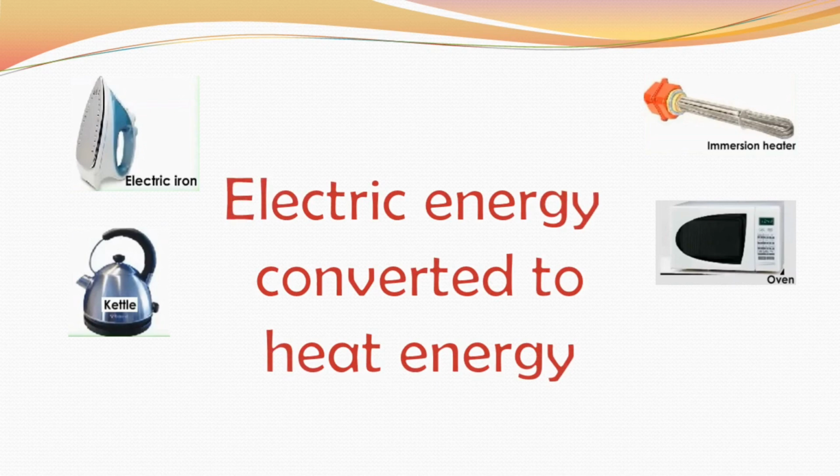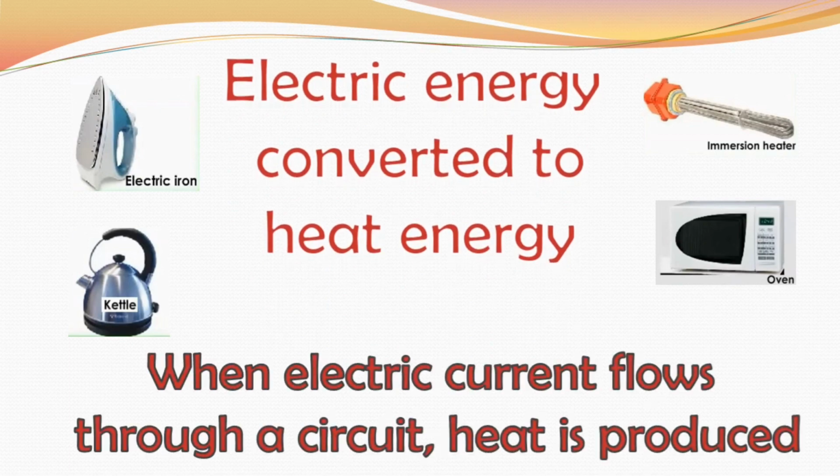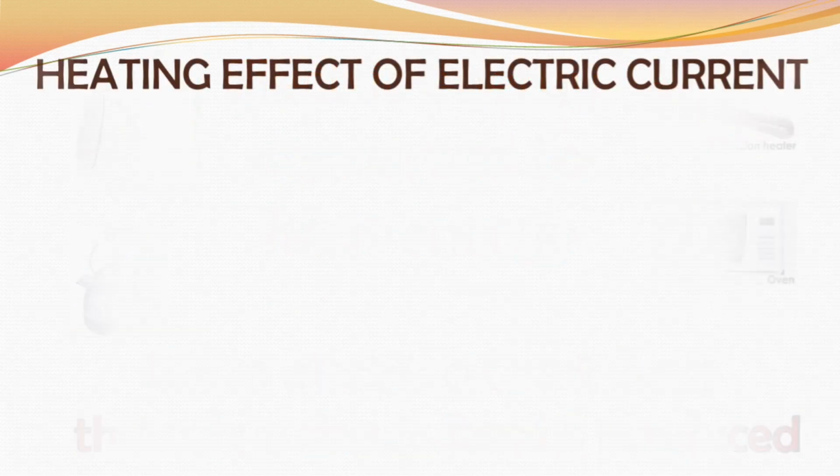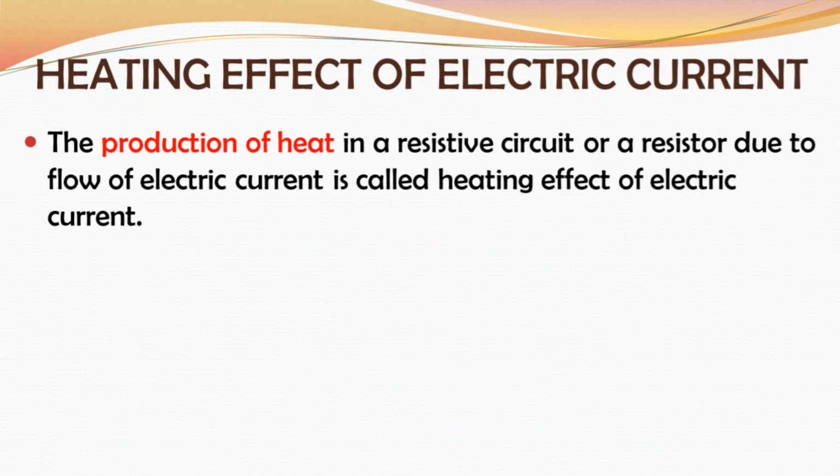We have already learnt in class 7 that whenever electricity flows through a circuit, heat is produced. The process of production of heat in a resistive circuit when current flows through it is called heating effect of electric current. Let's understand the cause for this effect of electric current.